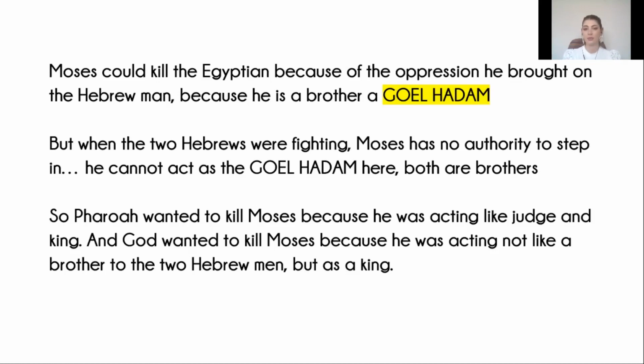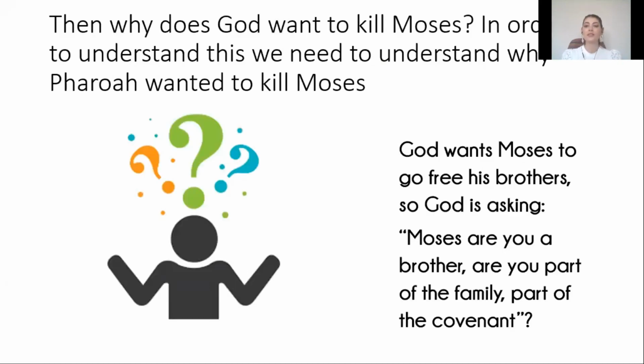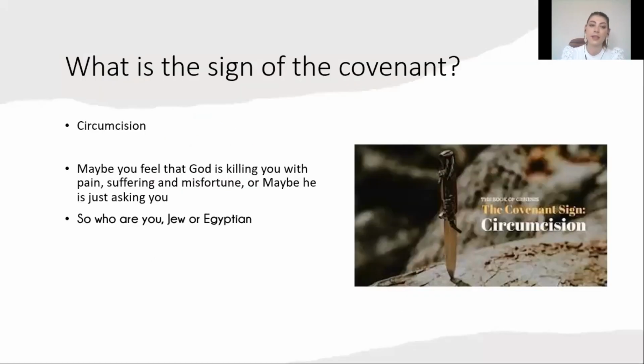And God wanted to kill Moses because he was not acting like a brother to the two Hebrew men, but as a king. And so God wants Moses to go free his brothers. And so God is asking him, Moses, are you a brother? Are you part of the family? Are you part of this covenant? And so what is the sign of the covenant? The sign of the covenant was circumcision.